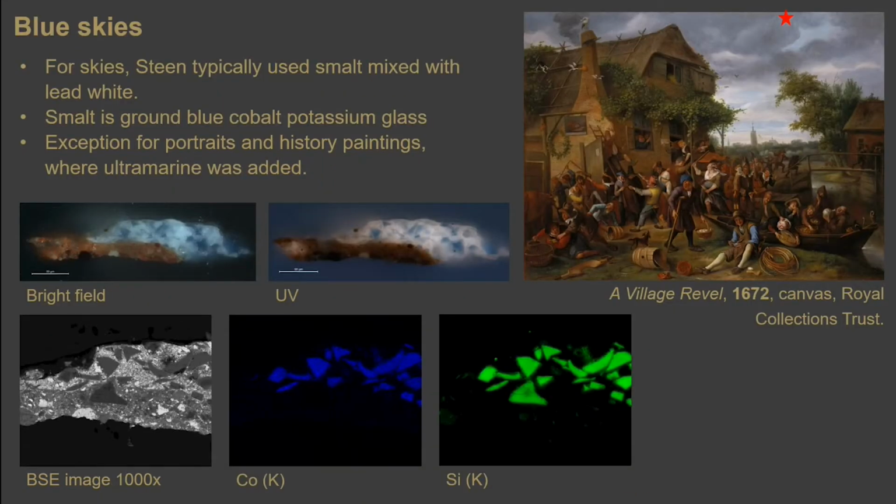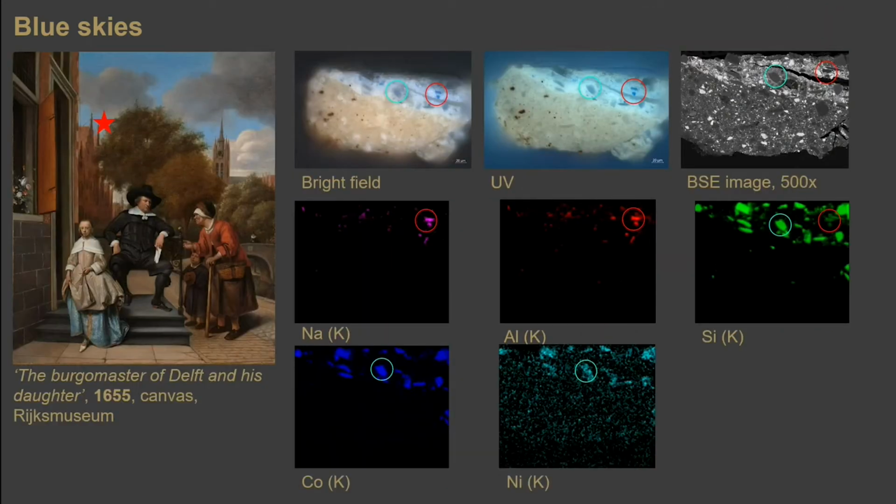For blue skies, Steen typically used smalt mixed with lead white. Smalt was a cheap blue pigment produced in large quantities in the Netherlands in the 17th century. It's made of ground blue cobalt-containing potash glass. An exception are the commissioned paintings, like this portrait from the Rijksmuseum. Here in this cross-section you can see that Steen mixed in some ultramarine into the smalt layer.